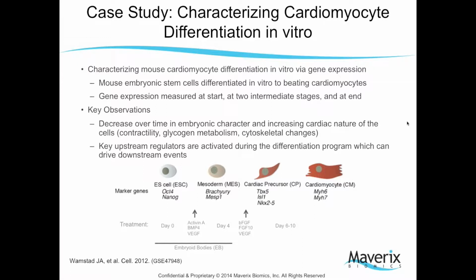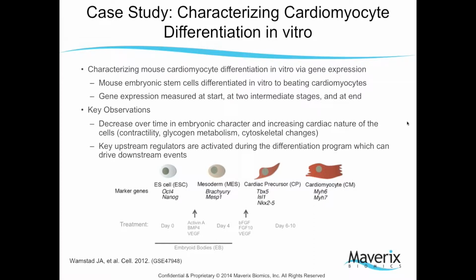They then interrogated the transcriptome so that they could look at gene expression as it was measured at the start, looking at the embryonic stem cells. Samples were also taken at 2 intermediate stages, which were enriched for mesodermal cells as well as cardiac precursor cells. And at the very end, they collected a final sample, which was the cardiomyocytes at the end point of that cardiac lineage.